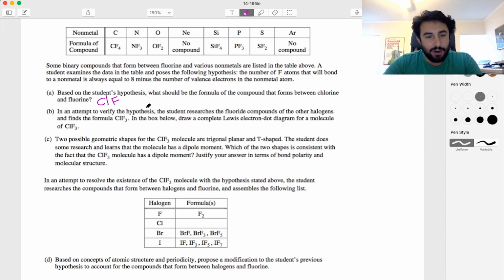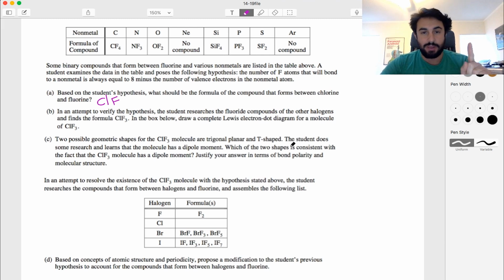Now, in an attempt to verify the hypothesis, the student researches the fluoride compounds of the other halogens, so chlorine, bromine, iodine, and finds the formula ClF3. So we want to be able to draw a complete Lewis electron dot diagram for a molecule of ClF3. So chlorine is the central atom. As we said, chlorine has 7 valence electrons, and it needs to make 3 bonds to fluorine.